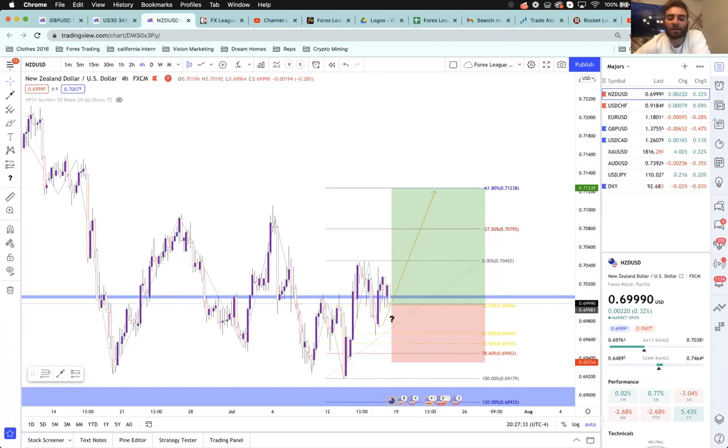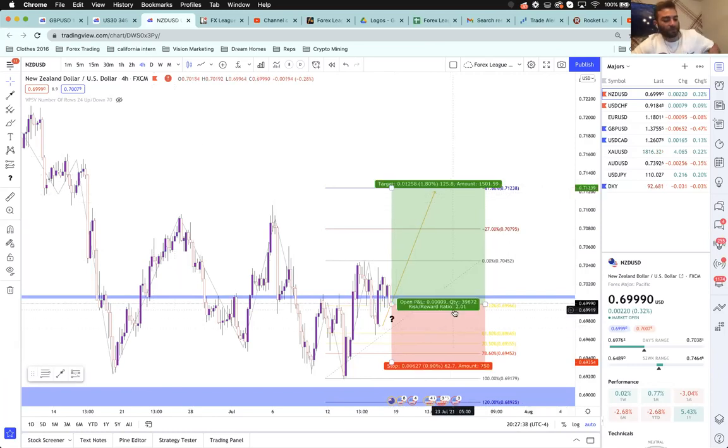Obviously the market isn't opened up on FXCM, so we can't really see what's going on, but I did check it on my phone. Not much movement. It's only like 10 pips away from where we're at now.